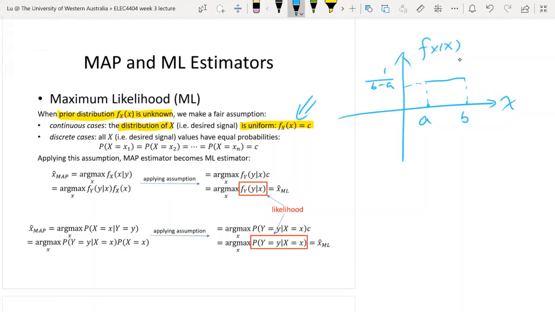Just that. Okay, for the discrete case, exact same thing. This is actually the example I gave. So all the possible values of the x have equal probabilities, which is equal to c. After introducing this assumption, now we can convert the MAP estimation to the ML, so maximum likelihood estimation.